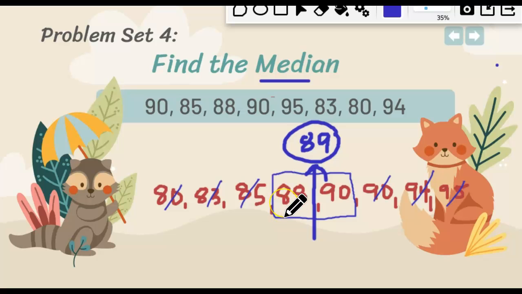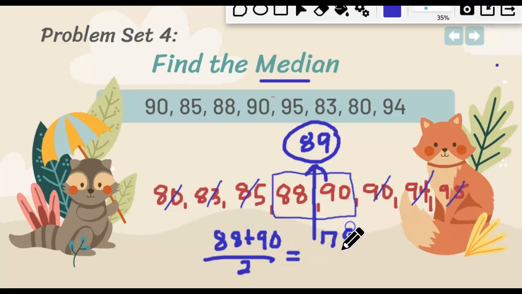Or if they are far from each other, let's say this is 87 or 86 and then it's 90, what you have to do is add those two. So we're going to have 88 plus 90, and you divide it by 2. In the same way, 88 plus 90, that's going to be what? 90 plus 88 is going to be 178, and then you divide it by 2, and you will still get 89.